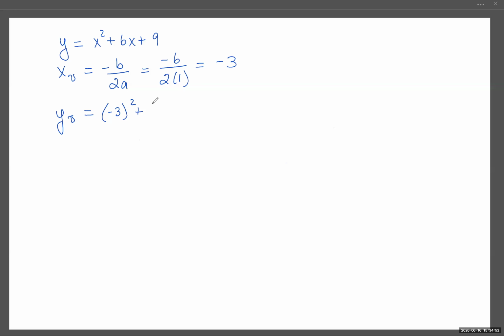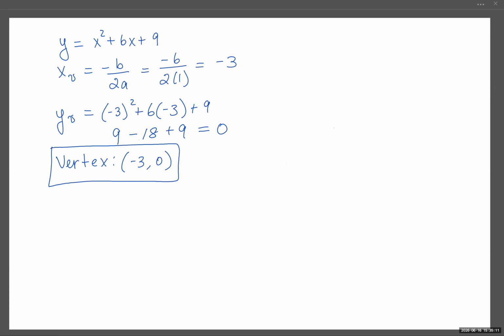-3 squared plus 6 times -3 plus 9. So this is 9 minus 18 plus 9, overall that is a 0. So the vertex for this parabola is at -3, 0. And the x-intercepts, again, they happen when y is 0.